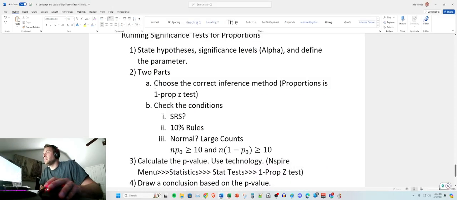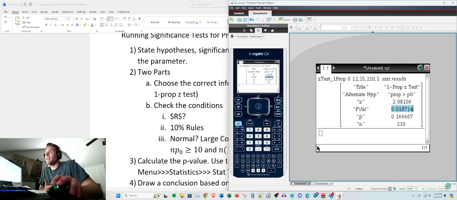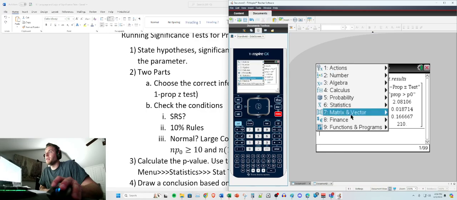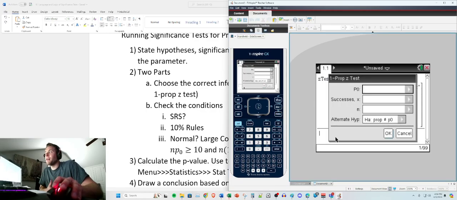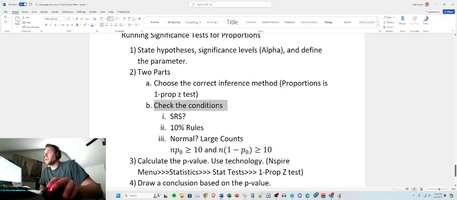Next, choose the correct inference method. Since this is proportions, we will be doing a one prop z-test. We already know that we need to have that ready on the Inspire. So I can go down here: menu, statistics, stat test, one prop z-test. We have that ready. We do need to check our conditions though.